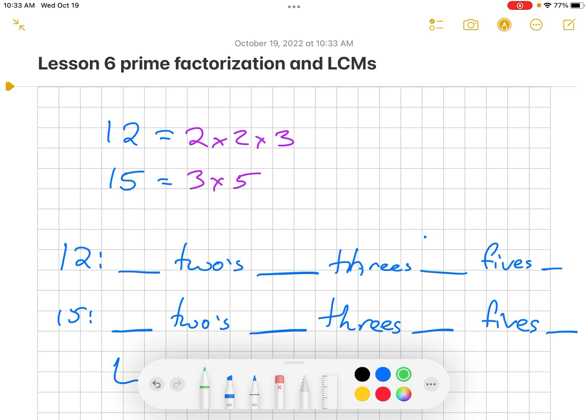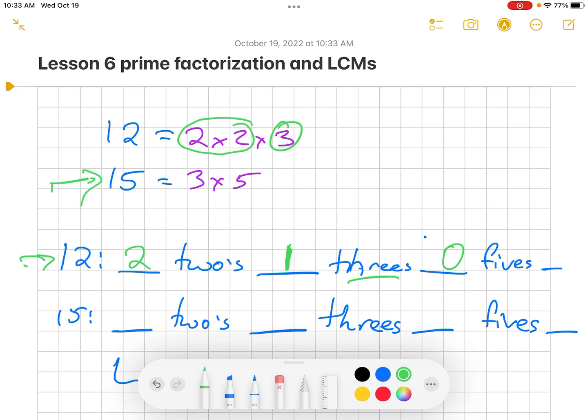Now what I'm going to do is I'm looking at 12 here and seeing how many times 2's come up. And it comes up twice. And then how many times does 3 come up? Well, it comes up once. Any 5's? There's no 5's, there's nothing else in there, right?